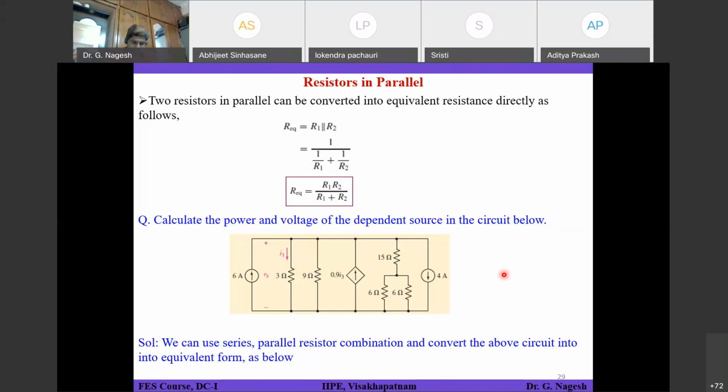Sir, Vx is 12 volts. Okay, so how have you approached that? First, the currents were resolved into 2 amps for the independent current sources. And the parallel resistors were solved to 6 ohms. And the voltage across the equivalent resistor would be Vx. So 6 into 2 is Vx.